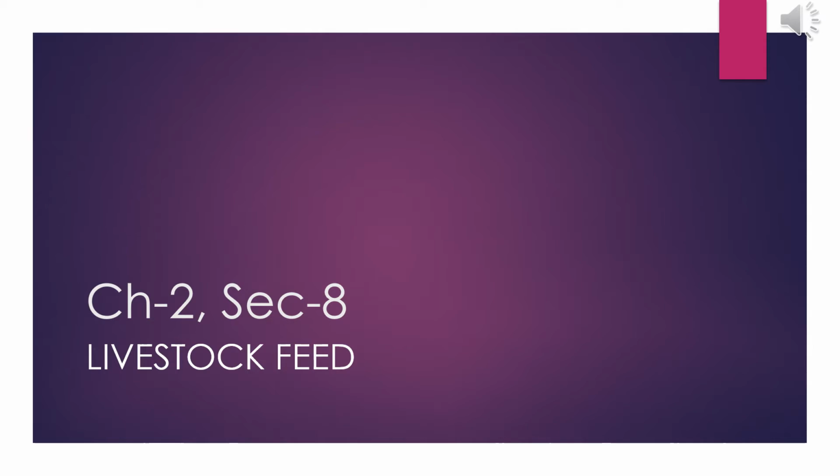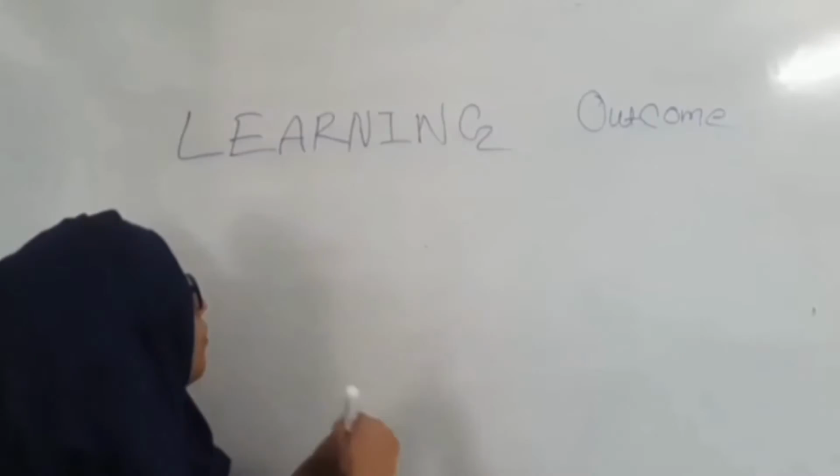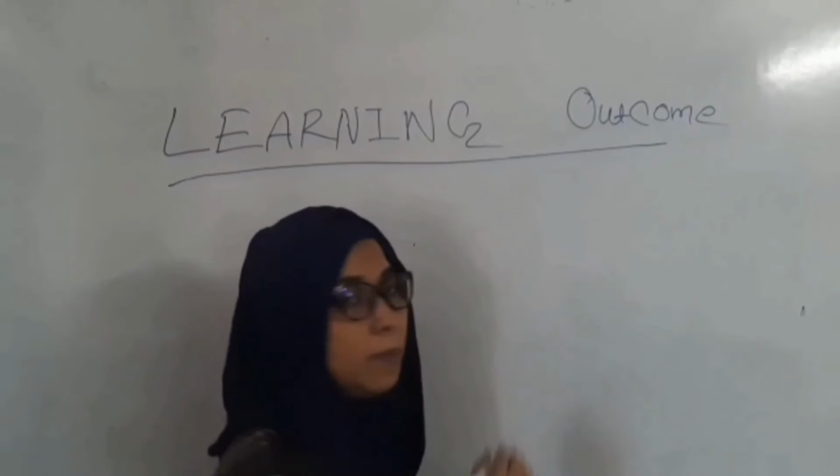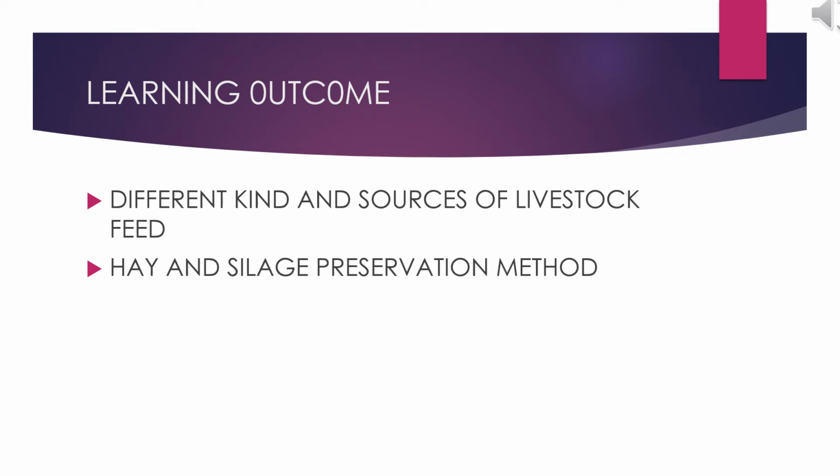We are going to discuss chapter 2 section 8, which is livestock feed. Now we will discuss the learning outcome. After completing this chapter, we can easily learn about different kinds and sources of livestock feed, and also hay and silage preservation methods. Basically, in this chapter we mainly discuss the very important grass preservation methods, that is hay and silage, and their characteristics and advantages.